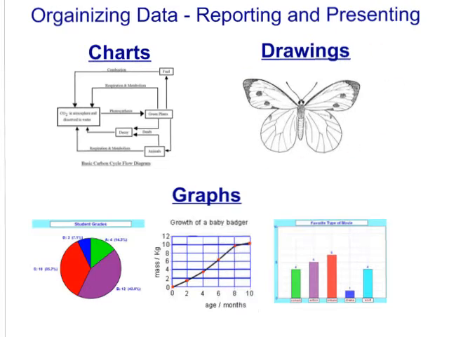Drawings are useful. If you are observing organisms, you can create drawings that can help someone understand your data. Graphs are incredibly useful, especially for the quantitative data that you collect. Here we have a pie chart. I'm sure you're familiar with those, where each slice is a percent of the whole, and those can be useful to help someone visualize your outcomes and your data that you've collected.